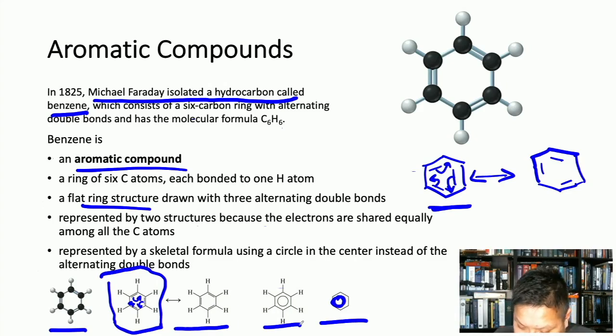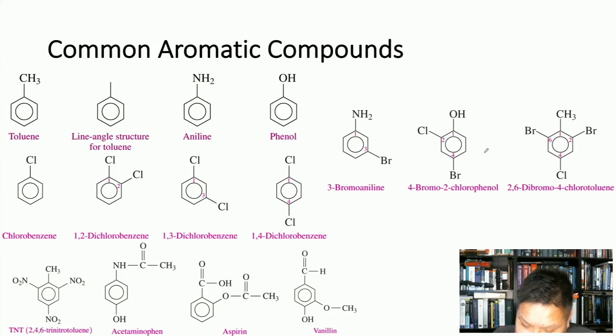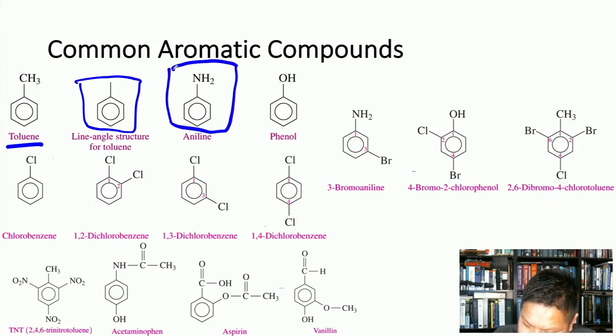So that's about aromatic compounds. There's more than just benzene as an aromatic compound, but benzene's probably the most famous, most well known. So here's some more aromatic compounds. We've got toluene here. So again, this is like a combination of line angle and condensed structure or formula. So a real line angle of toluene looks like this. Here's aniline. Here's phenol. Phenol is another very common one.